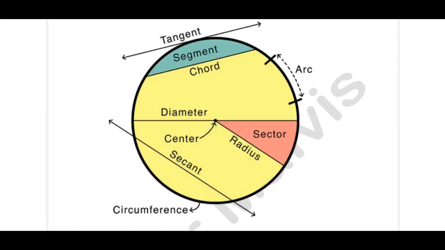And the center of the circle, this center, is the fixed point from which all points on the boundary of the circle are equidistant. Then we can see that there's a straight line from this end to this end, labeled as diameter. So the diameter is the line that divides the circle into two equal parts. So when the diameter divides a circle, the area bounded by a diameter is known as a semicircle.